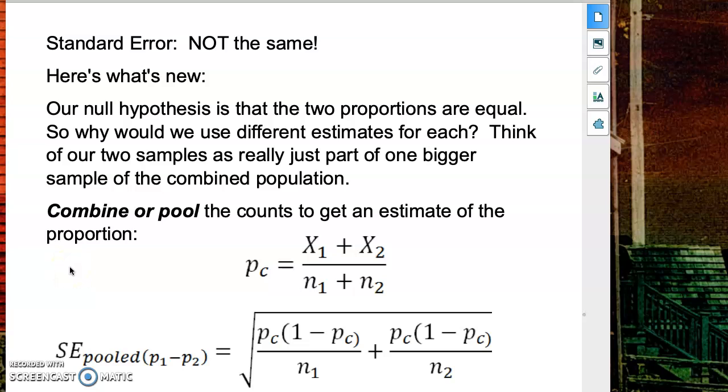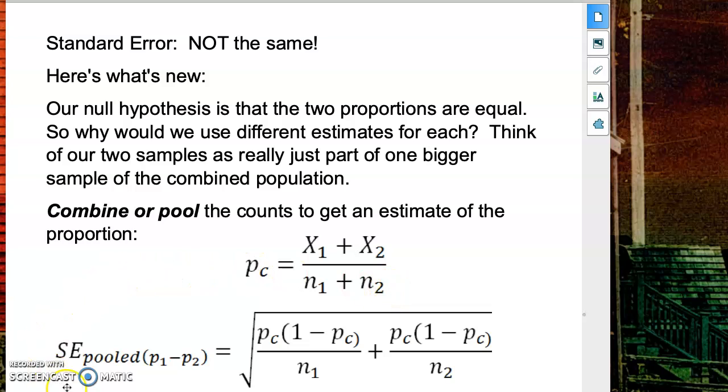Think of our two samples as really just being part of one bigger sample in a combined population. Therefore, we will combine or pool the counts to get an estimate of the true population proportion. So this is probably the one and only time in your life where you will add numerators and denominators to add two fractions together. So the pooled population value is the sum of the two, x1 plus x2, so those are our observed successes, if you will, and n1 plus n2, which are the sample sizes.